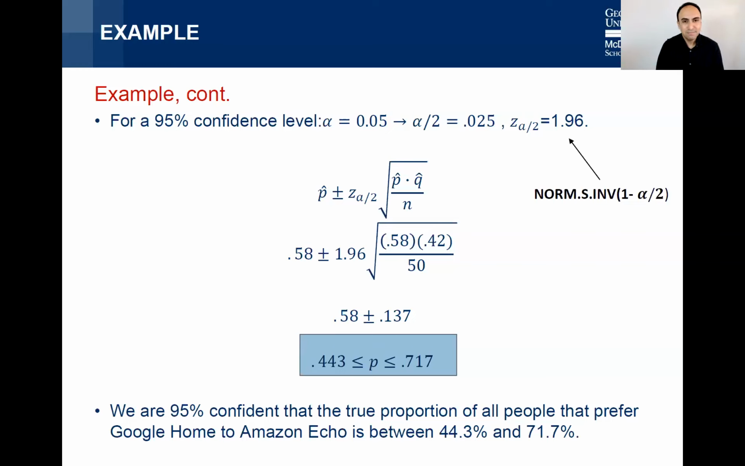Is that an informative range? It's such a wide range. It's informative. We have an idea. It's between 44% and 71%, and I'm 95% confident about that. I know if I want to be more confident, this is going to be wider. If I want to be less confident, yes, this is going to be narrower, but then my confidence level is dropping. So what is one way that we could improve this?